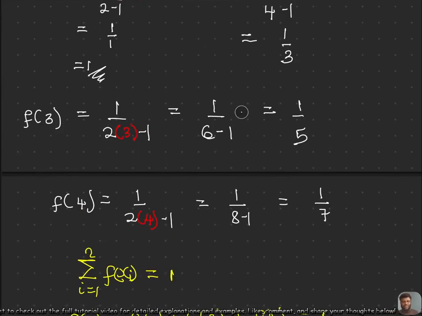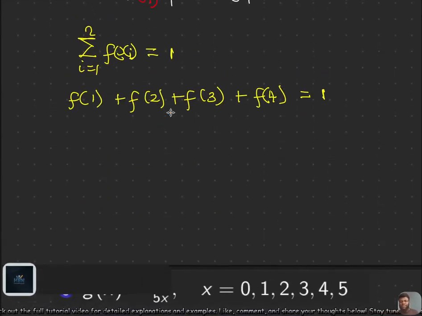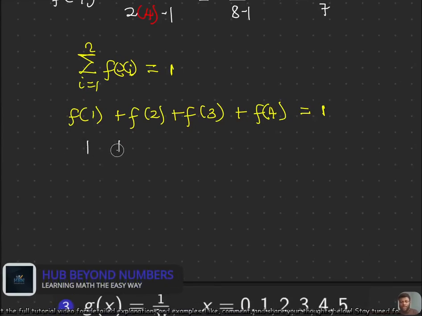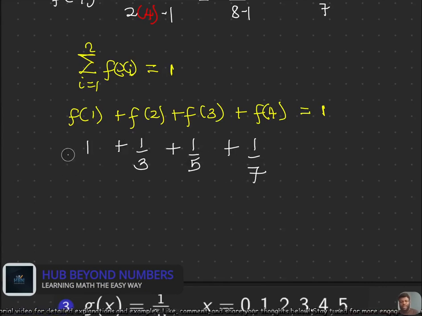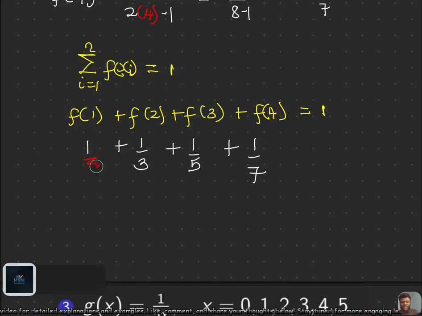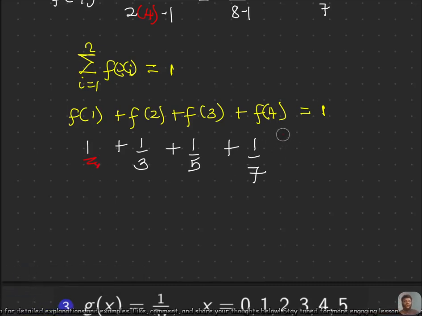You see, we are adding 1 to 1 over 3 to 1 over 5 and then 1 over 7. This alone over here is a red flag. It is 1. Hence, we are going to get an answer which is far, far greater than 1. Hence, function 2 can also not be a probability mass function.